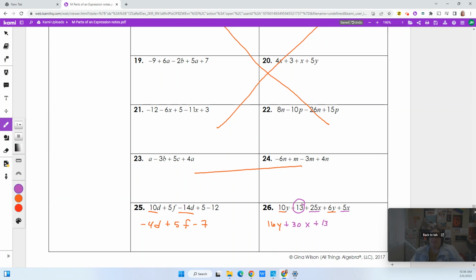And on your homework worksheet, you're going to have to fill out a chart where you're separating the variable terms and the constant terms and the coefficients. So you're going to have a chart like that, just like we did up at the top. And then you're going to have some problems where you have to just combine your like terms.